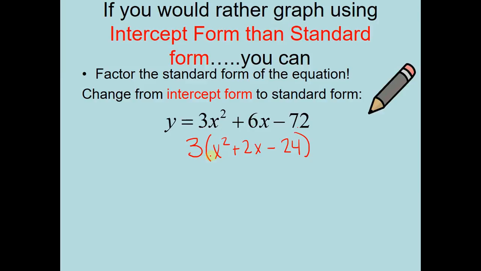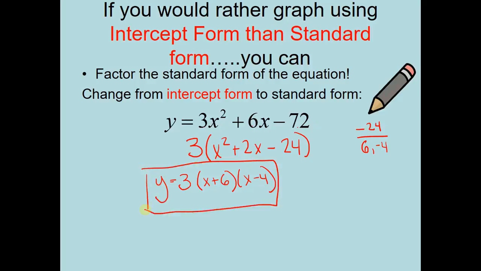So a times c, which is 1 times negative 24, is negative 24. So I need numbers that multiply to negative 24 but add to 2. I believe that would be 6 and negative 4. Since my a is 1, I can just go shorthand: (x plus 6)(x minus 4). Notice, guys, we have factored. This would be equivalent to that form. So if you can factor a standard form equation, you can use intercept form rather than standard form.